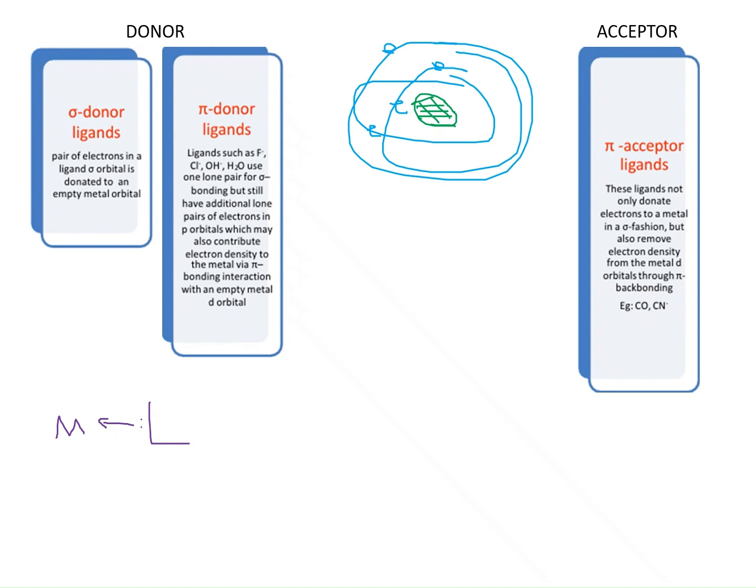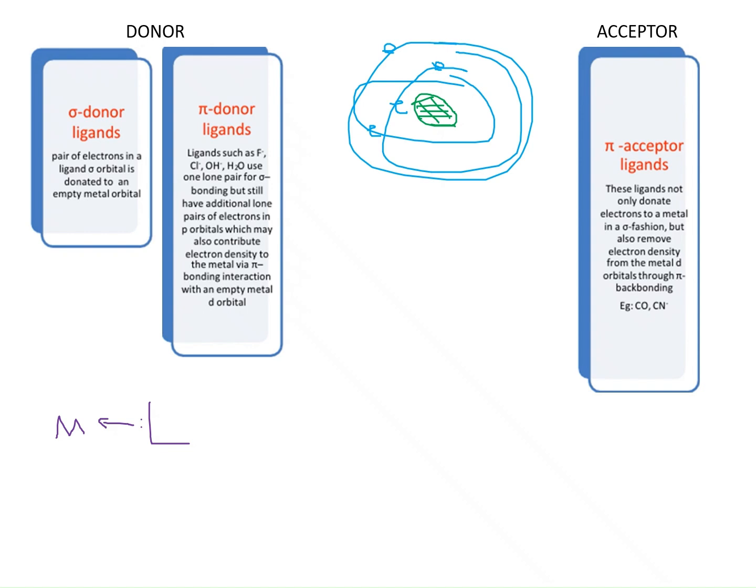So that overlapping will form a bond, whether it's a sigma bond or a pi bond. If, let's say, this lone pair on the ligand is occupying the s orbital of the ligand, that will create a sigma bond. But if that electron is coming from the p orbital of the ligand, it will actually create a pi bond.